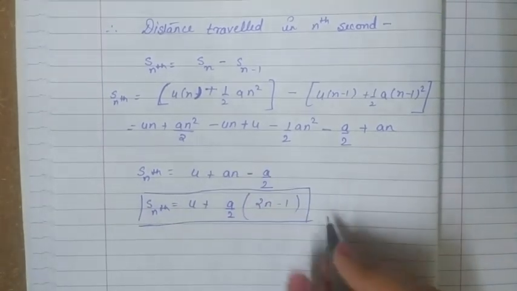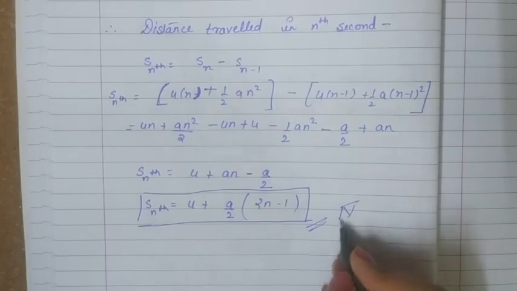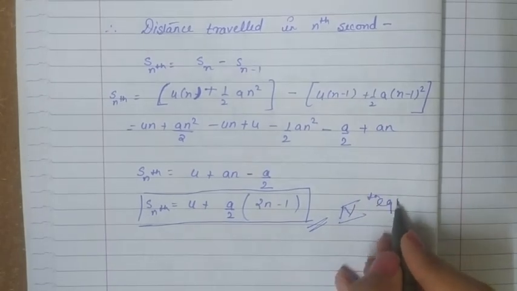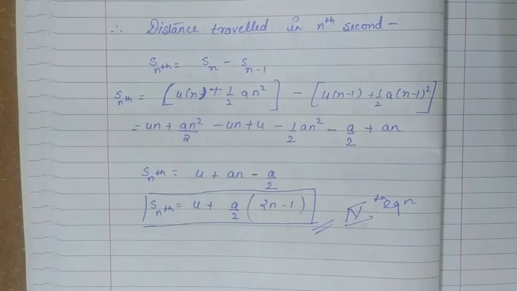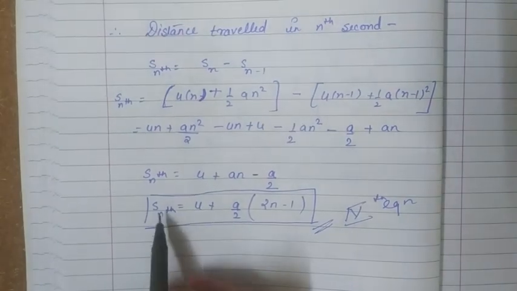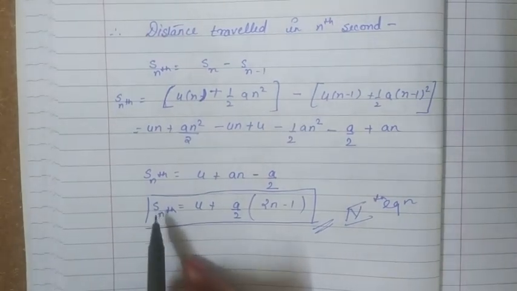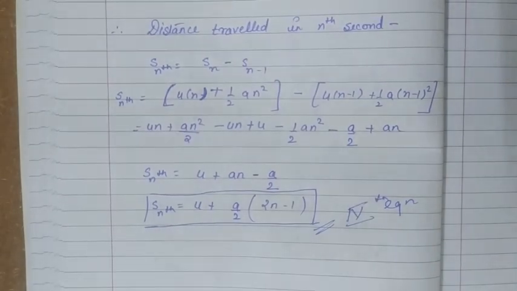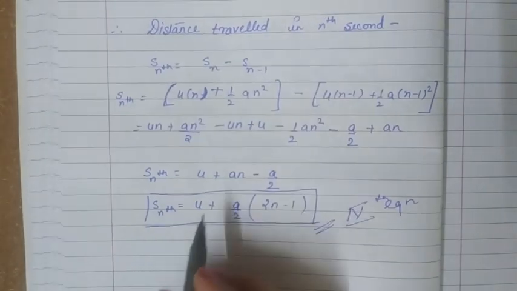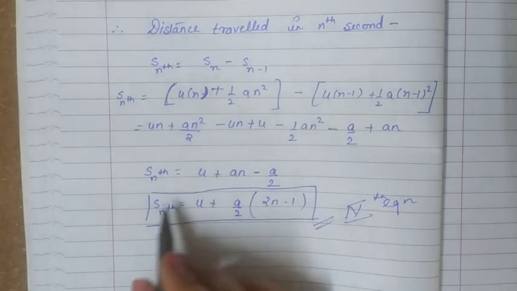This is the required fourth equation of motion that gives us the distance covered in a particular nth second. Suppose I am talking about the 10th second, so I put n equal to 10 here and here, and we get the required answer.